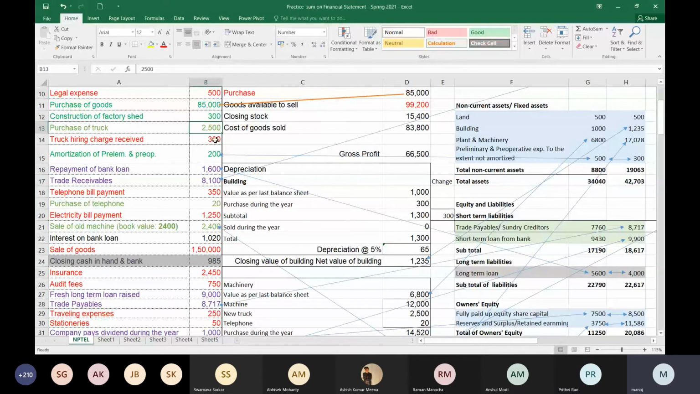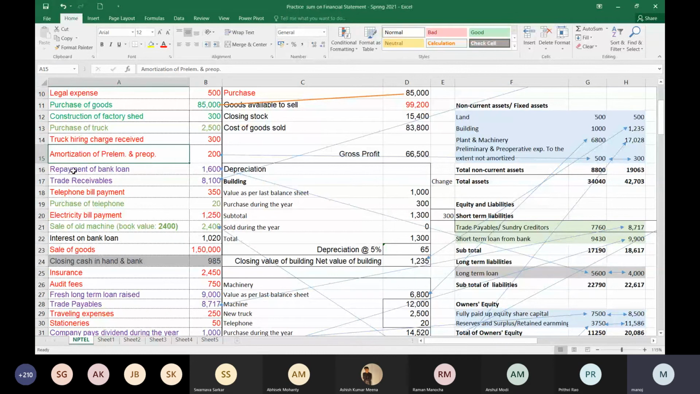Whereas if you hire a truck for transporting something, you pay the money immediately, you forget. That is why truck hiring charge is part of operating expense. Similarly, amortization is also part of operating expense. Remember this, amortization is also part of operating expense, just like depreciation.